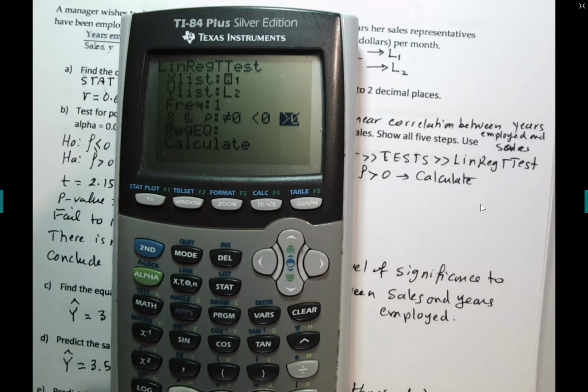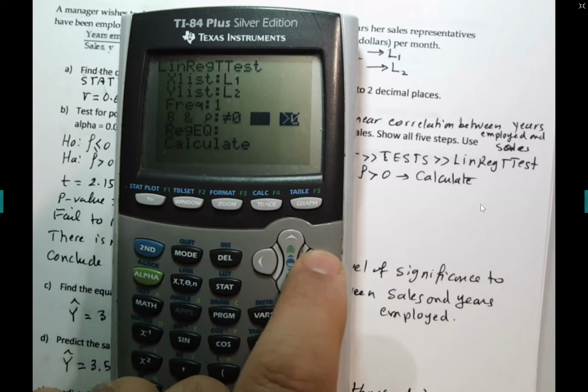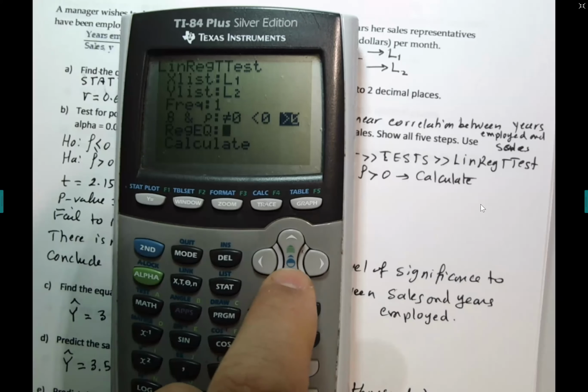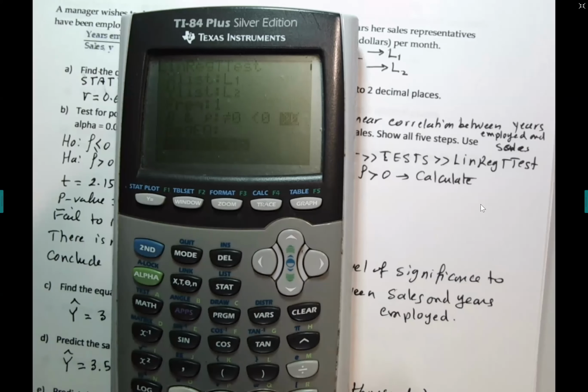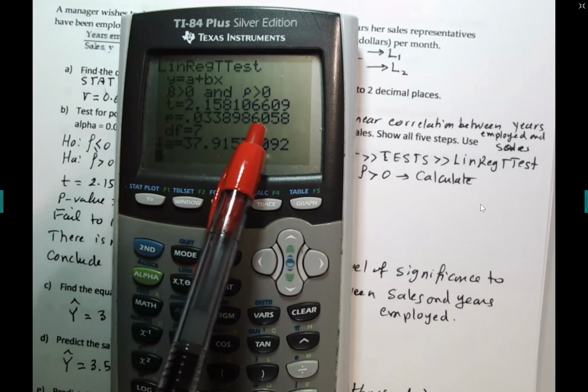Okay, L1, L2, choose the proper alternative sign. Since he says positive, choose the positive. If he says negative, choose the negative. If he says correlation, choose the not equal 0. And then hit calculate. Here you go. And look, this is the t sitting there. And that's the p-value. That's all you need.